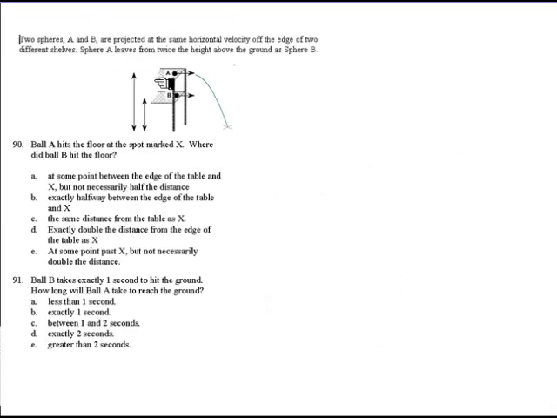Okay, so this is a very similar problem to the last one we did. Again, it actually makes more sense to think about 91 before you think about 90, so we'll go ahead and do that. So it says ball B takes 1 second to hit the ground. And the question is, how long does ball A take? Well, again, you can think about it in terms of a kinematic equation, so I'll do both. But we have this right here.